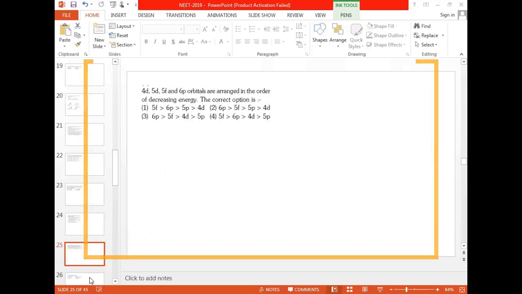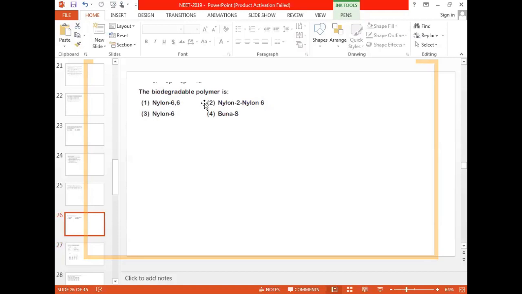Right. Now come to the next question. What is the biodegradable polymer here? Second option. Very good. What are the monomers for nylon 2, nylon 6? Glycine and amino caproic acid.